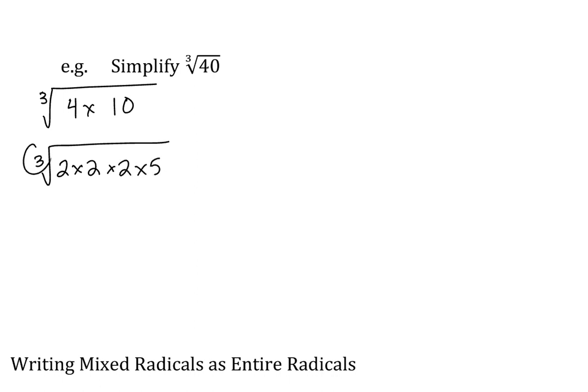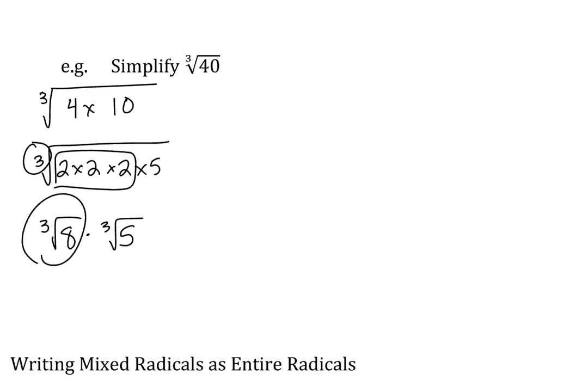Because I have an index of 3, I'm looking for groups of 3. And look there, I have 3 twos. So if I separated it out, the third root of 8 times the third root of 5, I can simplify this into a whole number. My whole number in this case is going to be 2, because 2 times 2 times 2 is 8. So the third root of 8 is 2. So I have 2 third root of 5.